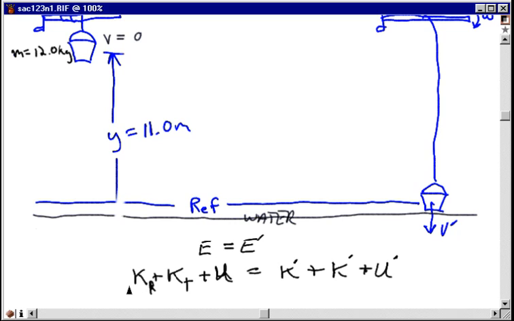Alright, let's think about what's zero. It's not spinning, so there's no kinetic energy of rotation in the before picture. So that's zero. The bucket is not moving, so that's zero. It is up high, so we do have some gravitational potential energy. In the after picture, the bucket is moving, so we get kinetic energy of translation, and the hand crank is spinning, so we've got kinetic energy of rotation, but it's not up high. It's at the reference level, so we've got zero potential energy.